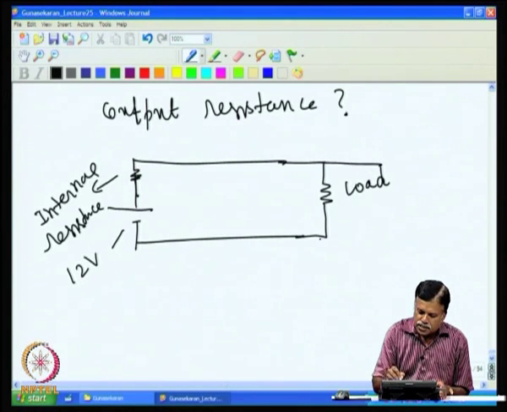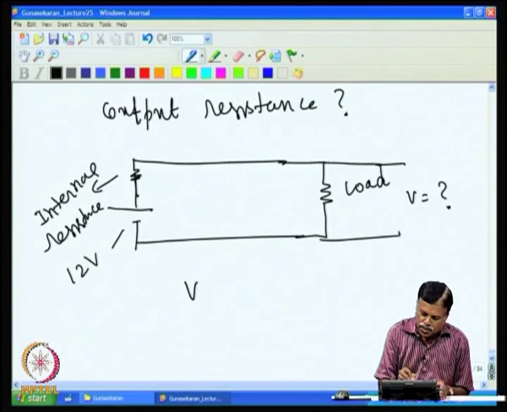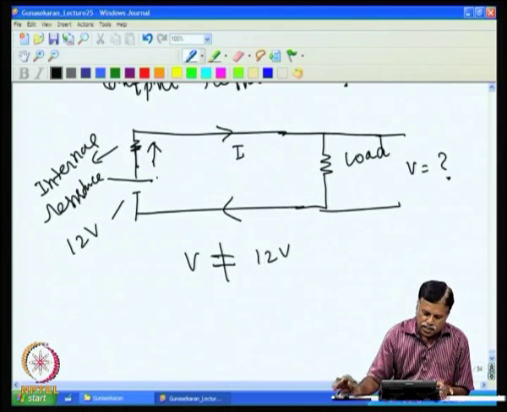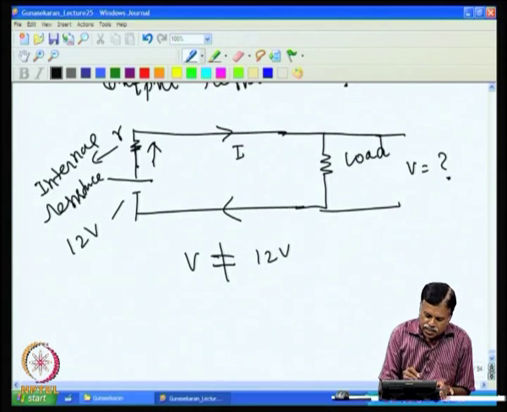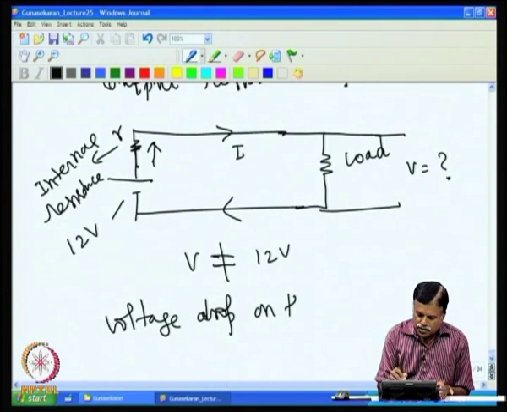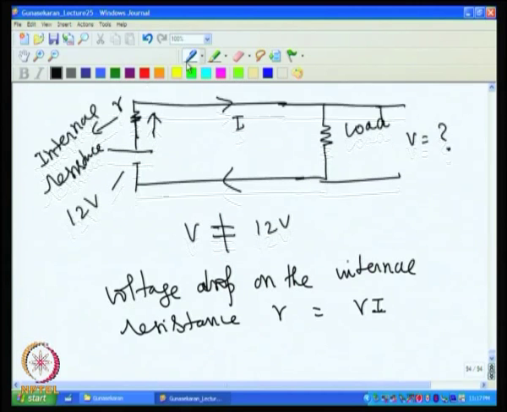Now, what is the voltage across the load? This voltage V is actually not equal to 12 volt, because there is a current I that goes through this internal resistance, which I call small r. So, there is a voltage drop on the internal resistance. The voltage drop on the internal resistance r is equal to r into I, because I is the current that is flowing.